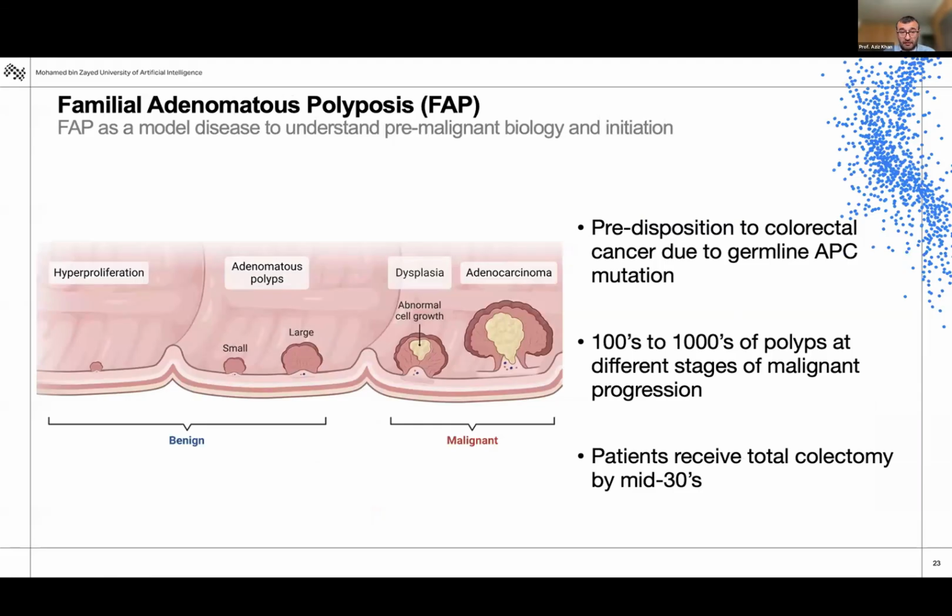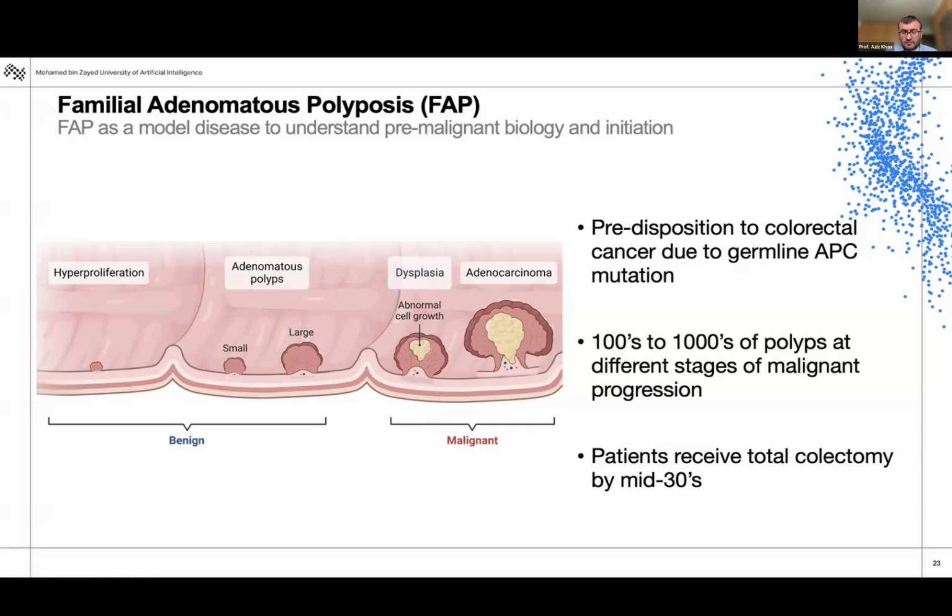So we use FAP, which is called familial adenomatous polyposis. This is a genetic condition. If you have a mutation in a gene called APC, then you develop these polyps in your colon. You can see that this could be from a very early stage to a later stage like dysplastic, and some can become malignant and be cancerous.